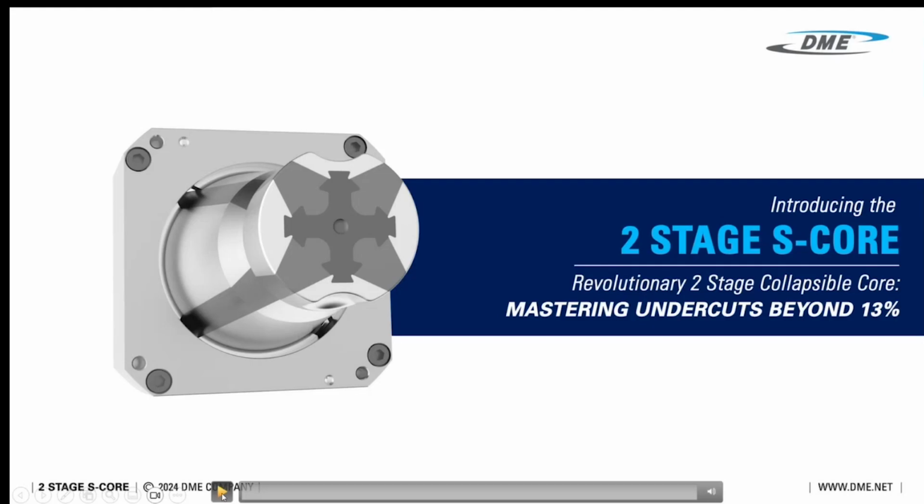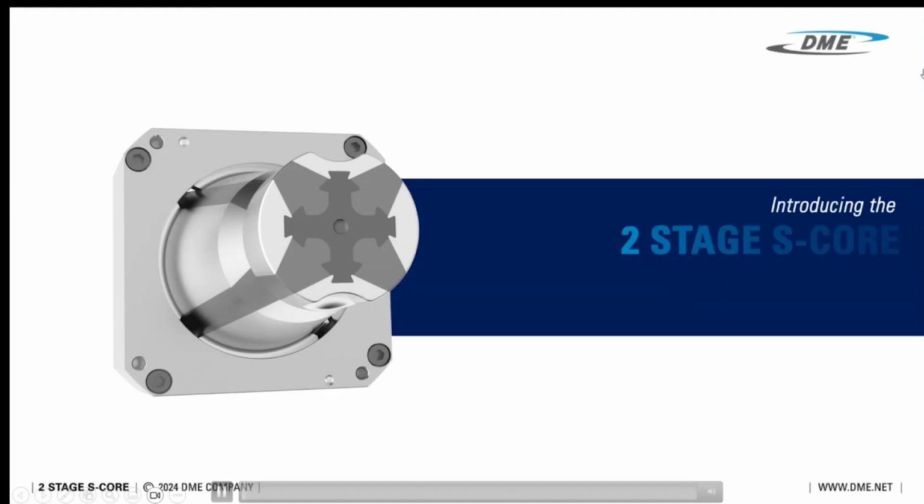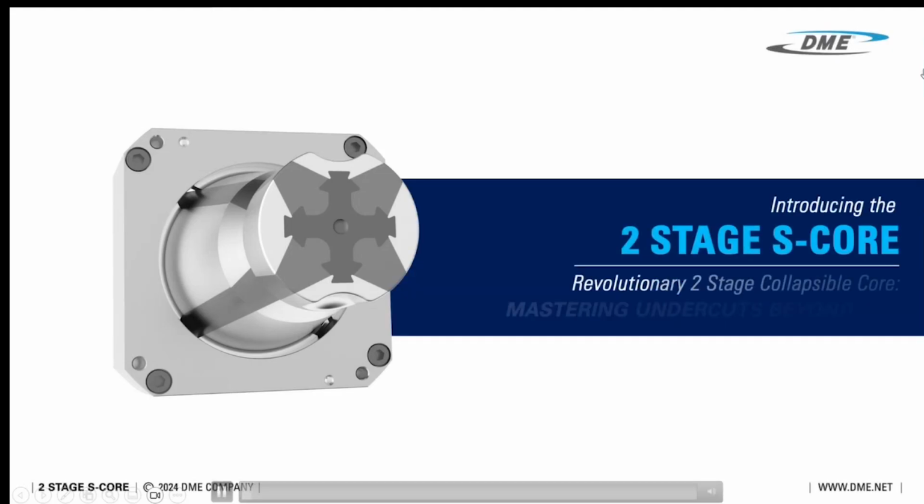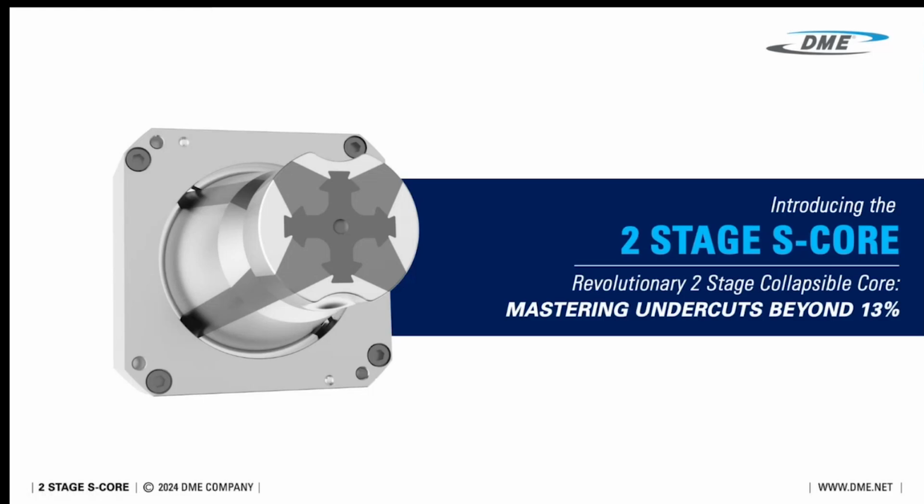Okay, I'm starting the video. Introducing the two-stage S-core, a revolutionary two-stage collapsible core, mastering undercuts beyond 13%.